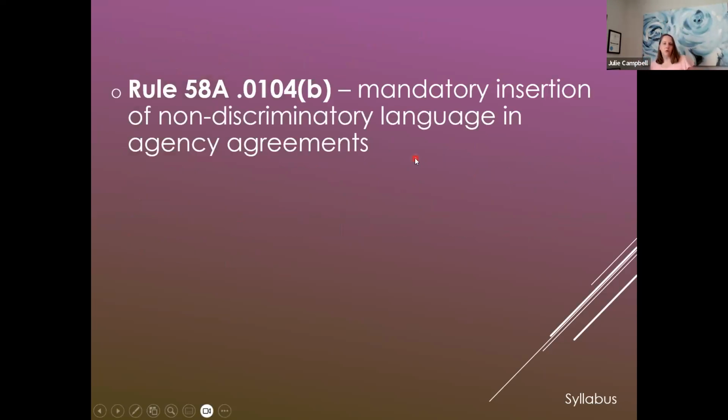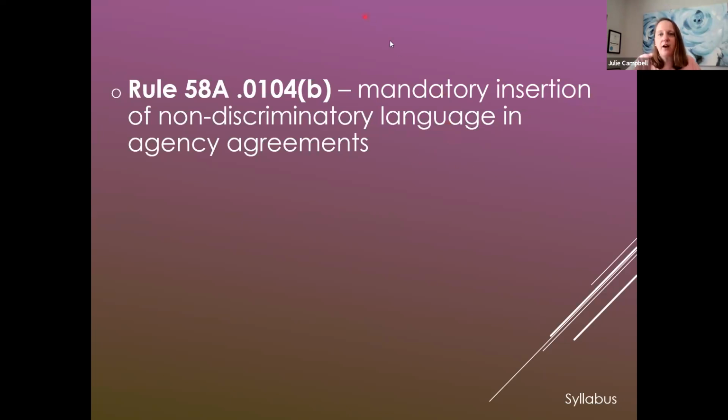Another existing rule that supported racial equity is 58A.0104B. 0104 is in our agency agreements. There's always been a provision that requires our written agency agreements to have the non-discrimination clause. So we'll remember when we look at our agency agreements, we have a non-discrimination clause. As a matter of fact, any agency agreement we're using is required to have the non-discrimination clause.